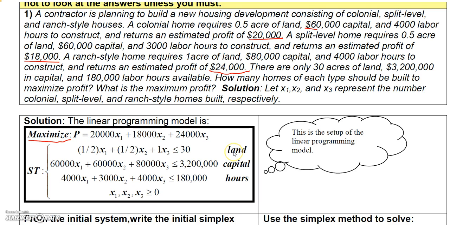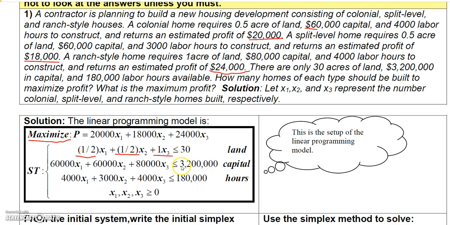And now let's talk about the land. Now we know that each of your X1 homes requires a half acre of land, each of your X2 homes requires a half acre of land, and each of your X3 homes requires 1 acre of land. So the total land usage will be 1/2 times X1 plus 1/2 times X2 plus 1 times X3, and that has to be less than or equal to the 30 acres of land that's available.